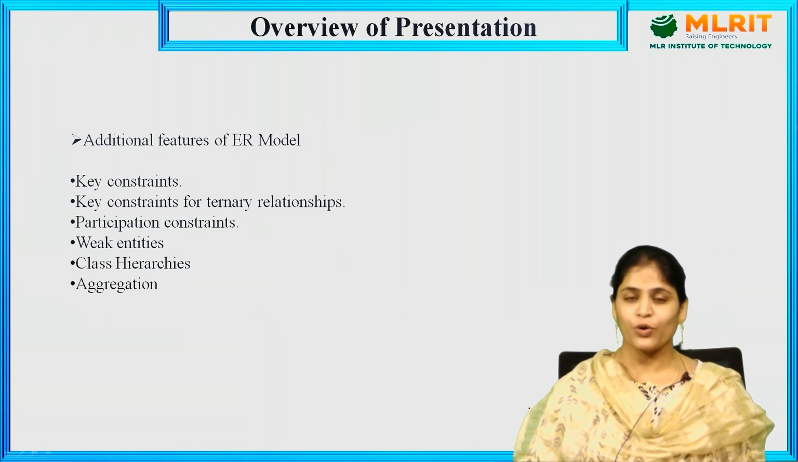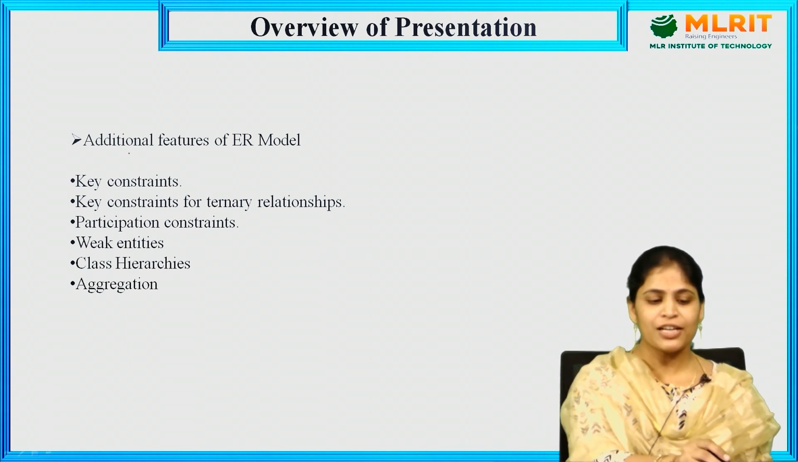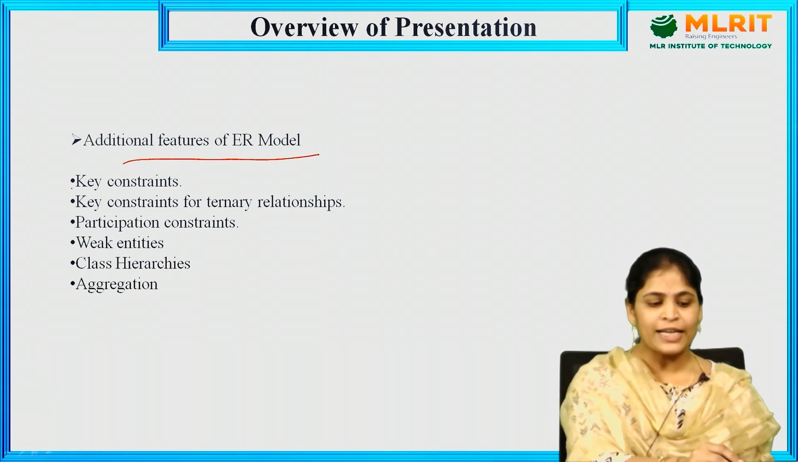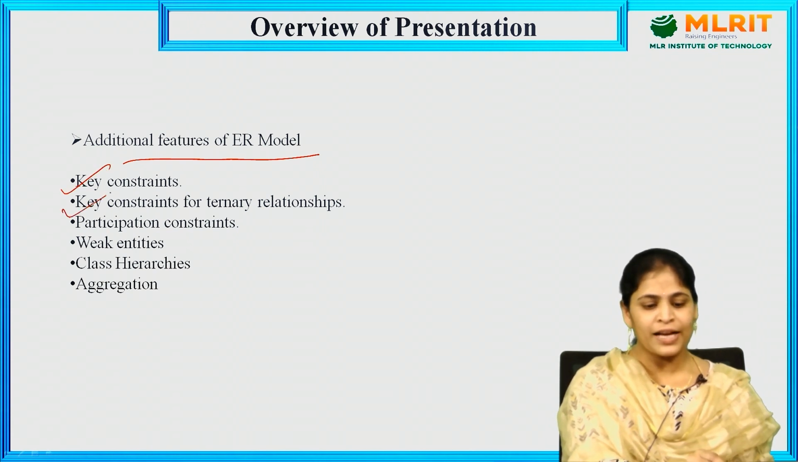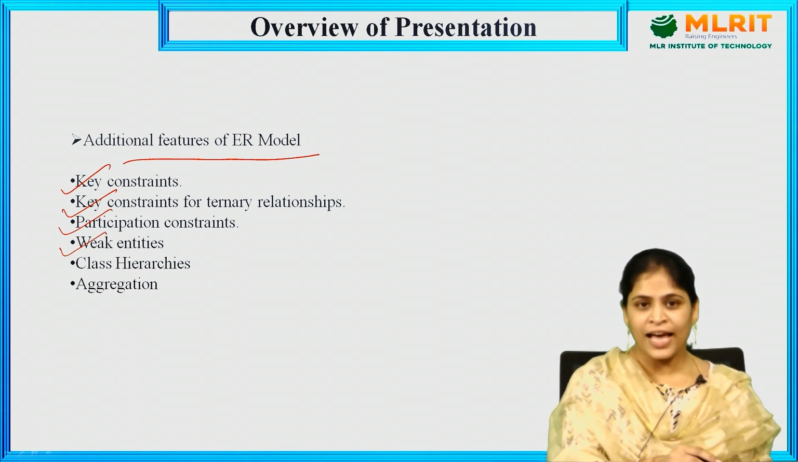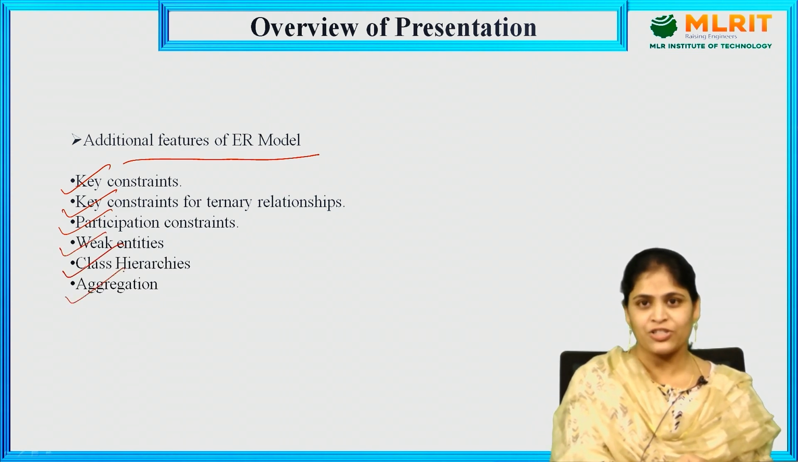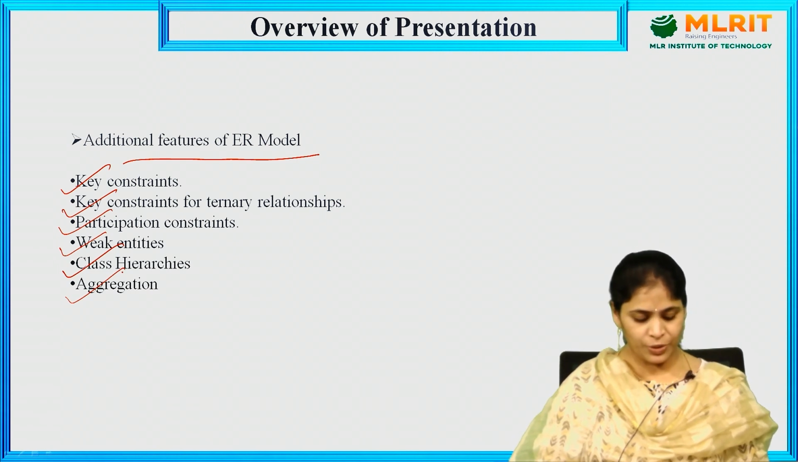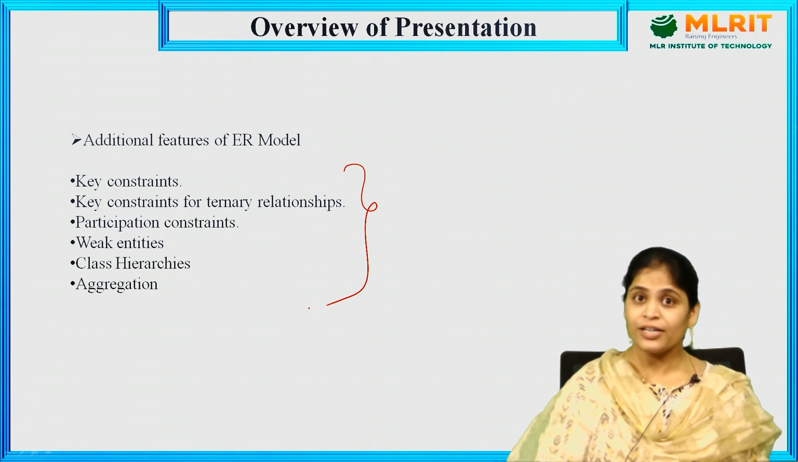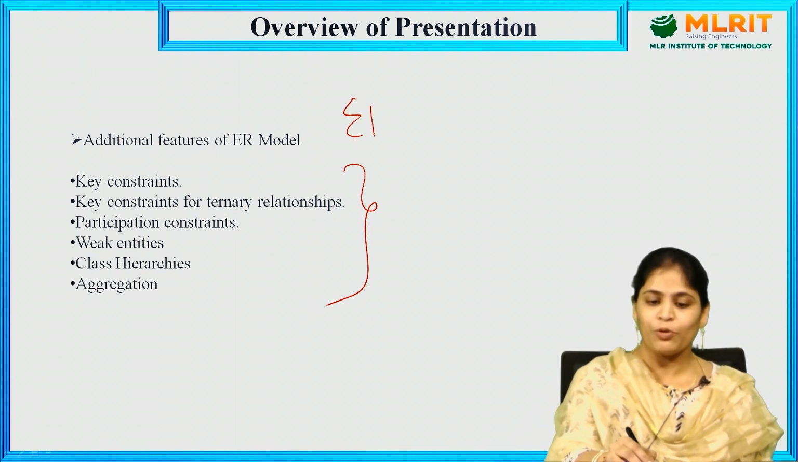Today we are going to discuss additional features of the ER model. These concepts include key constraints for ternary relationships, participation constraints, weak entities, class hierarchies and aggregation. Before dealing with this topic, in our previous lecture, we have already discussed what the ER model is.